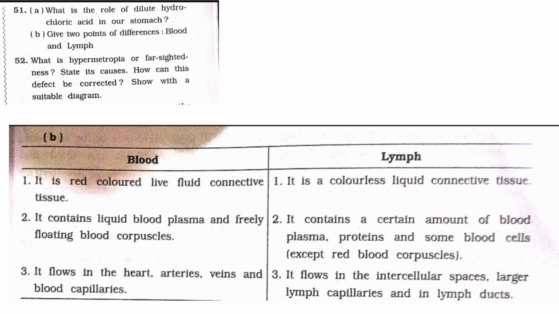Question number 51b. Give 2 points of differences between blood and lymph. Number 1. Blood: it is a red colored live fluid connective tissue. In lymph: it is a colorless liquid connective tissue. Number 2. In blood: it contains liquid blood plasma and freely floating blood corpuscles. In lymph: it contains a certain amount of blood plasma, proteins and some blood cells except red blood corpuscles. Number 3. Blood flows in the heart, arteries, veins and blood capillaries. In lymph, it flows in the intercellular spaces, larger lymph capillaries and in lymph ducts.